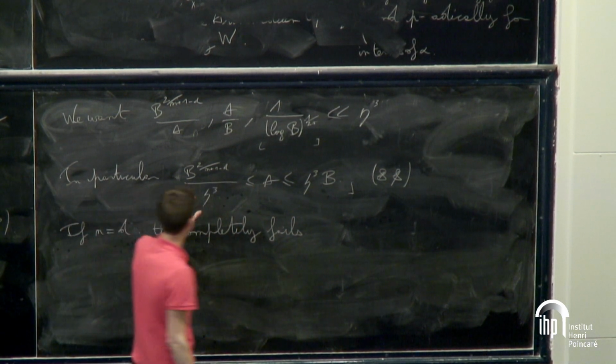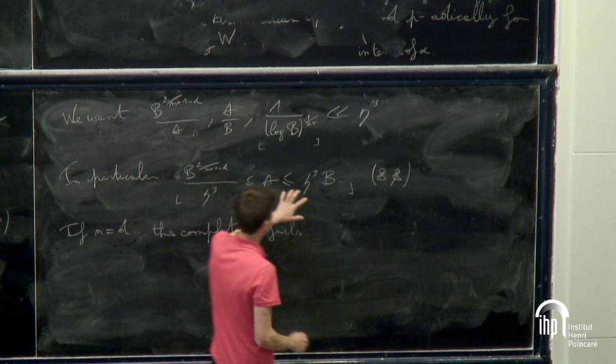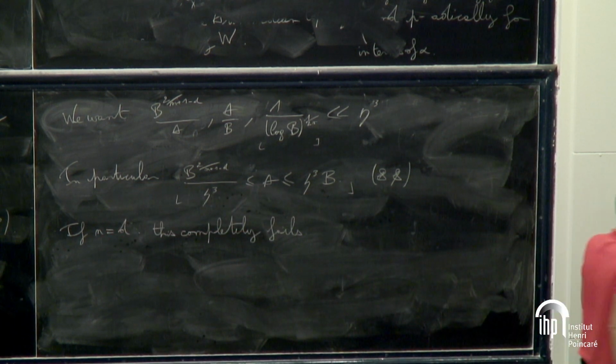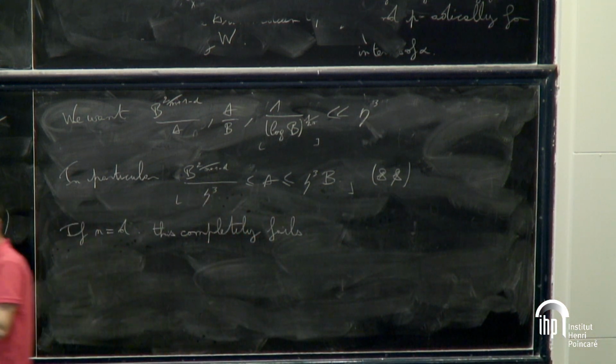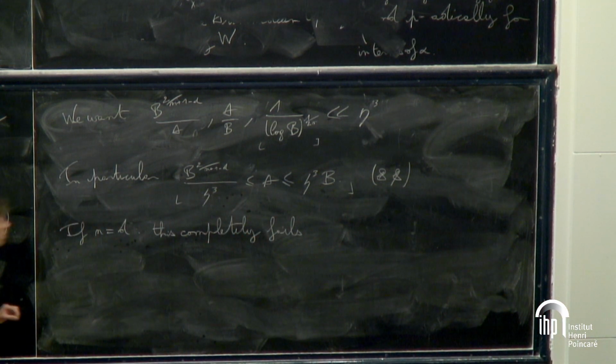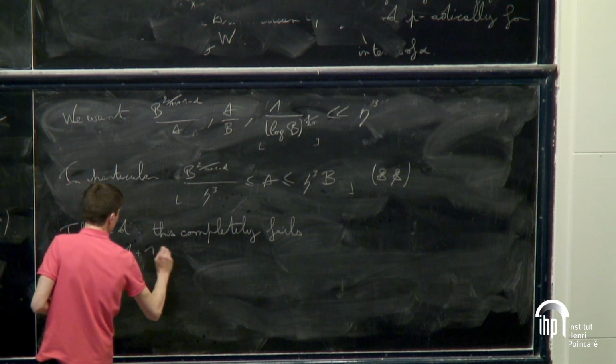If n is equal to d plus 1, then we get b divided by something which is small. We need it to be at most something which is small times b again. So it fails, but from almost nothing. Okay. That fails.